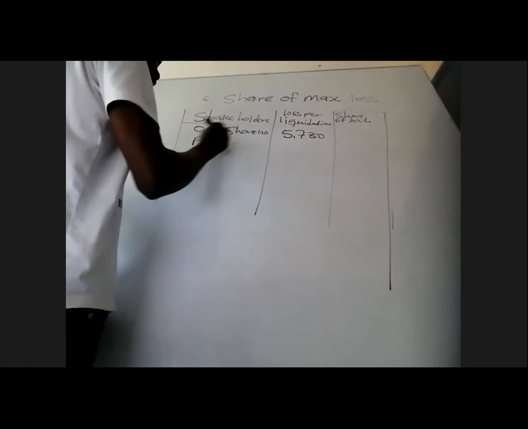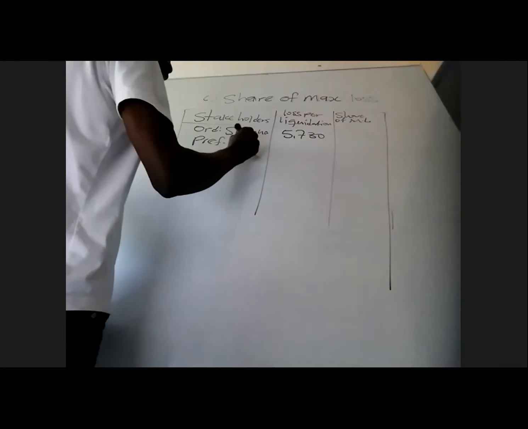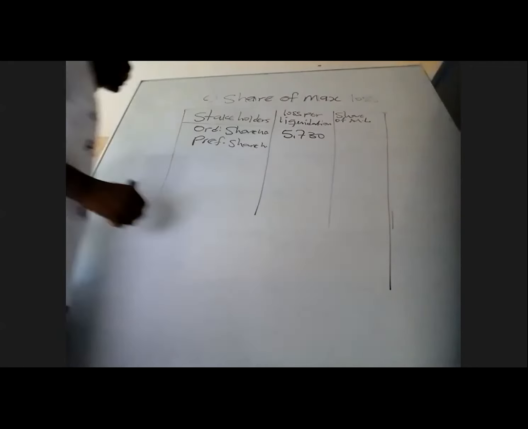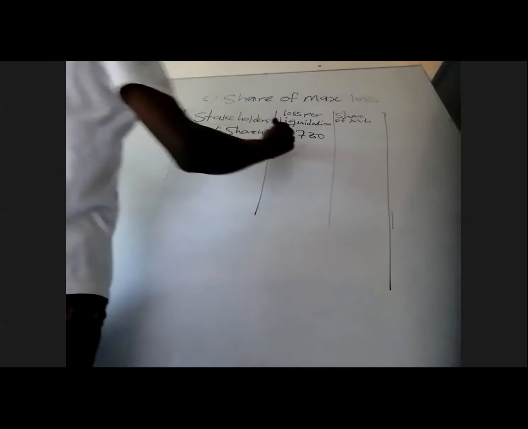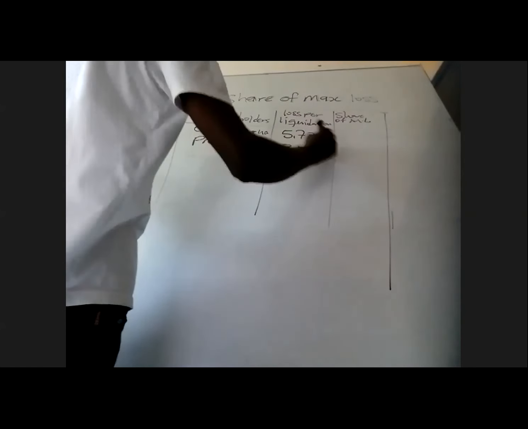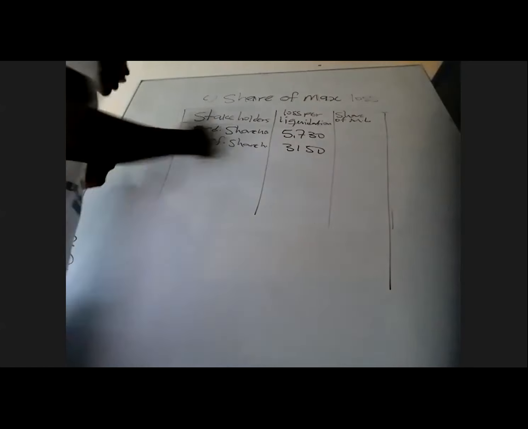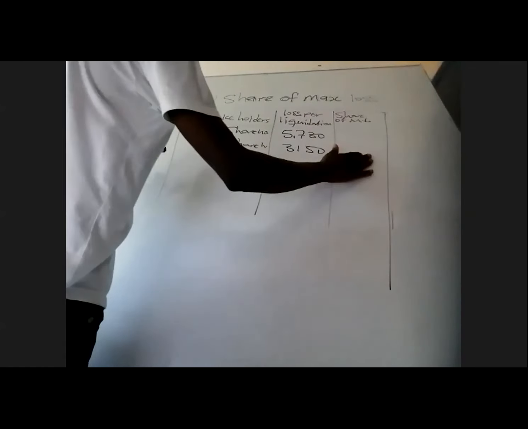Preference shareholders, them too, they are losing everything, which was 3,150. Good. We have to get this session first before we come here. Good.